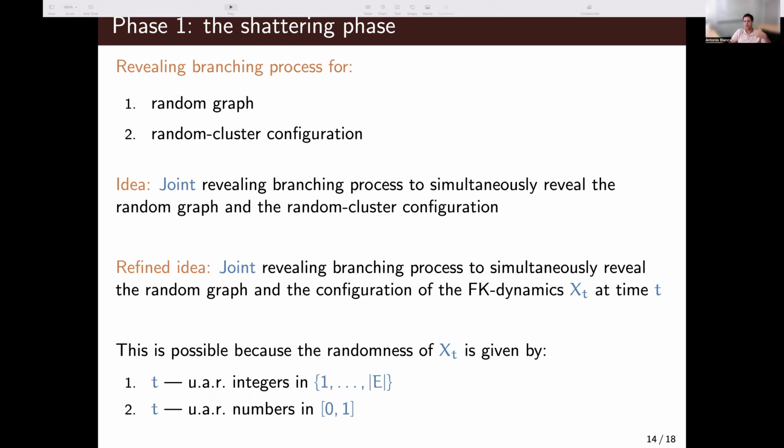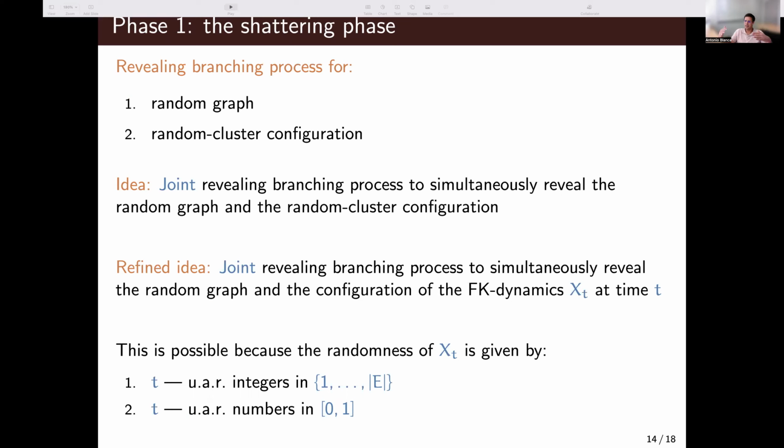Okay. So the main contribution and the main ideas here are really about this shattering phase, which we analyzed in the earlier work for the random regular graph, but there were some intricate difficulties in extending it to more general graphs because the growth is not uniform. The high-level idea is to combine two different types of branching processes. We have a branching process that allows us to generate a random graph. We also have a branching process that allows us to generate a random cluster configuration on a graph.